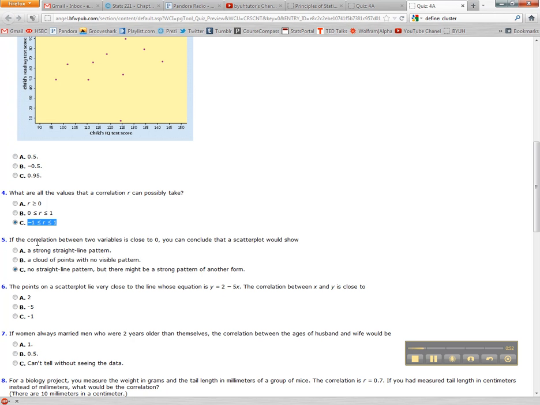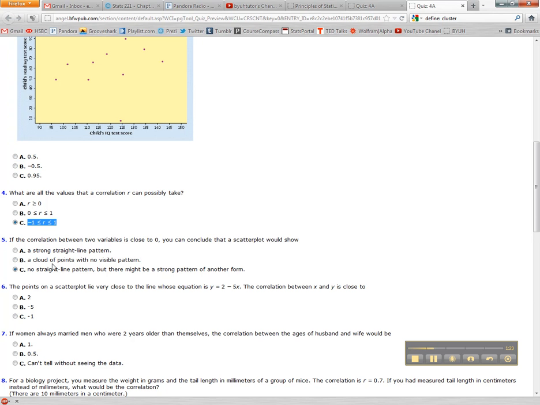Anyway, number 5. If the correlation between two variables is close to 0, you can conclude that a scatter plot would show. This question is pretty confusing because for a strong straight line pattern, I hope it's clear to you that that's definitely not the answer, because if it's a strong straight line pattern, your correlation should not be 0. If this is the case, it should be close to 1 or -1, right? So you've only got these two options to choose from after you eliminate A.